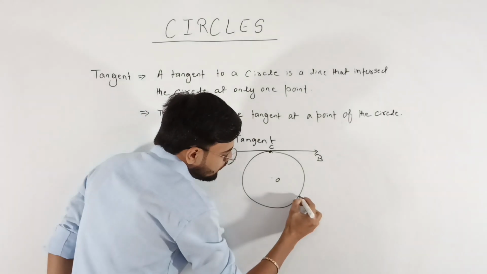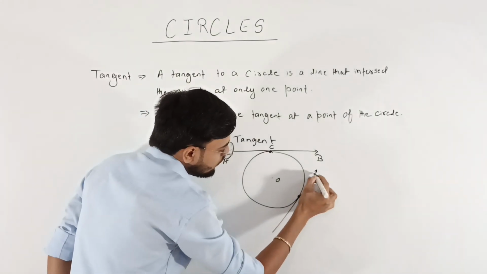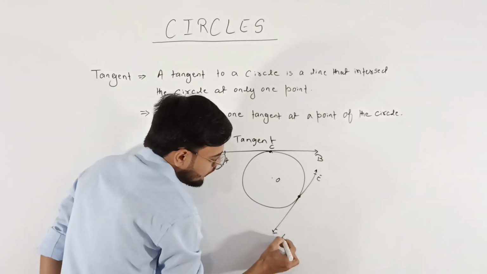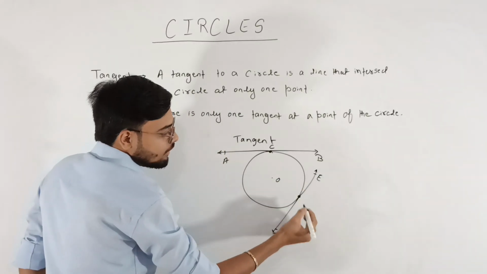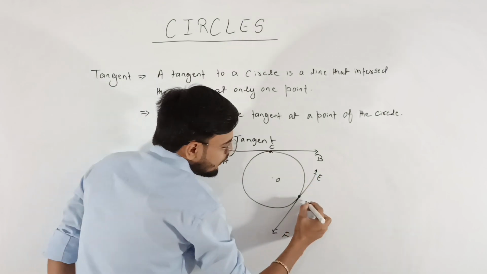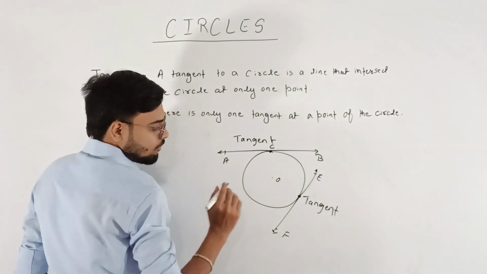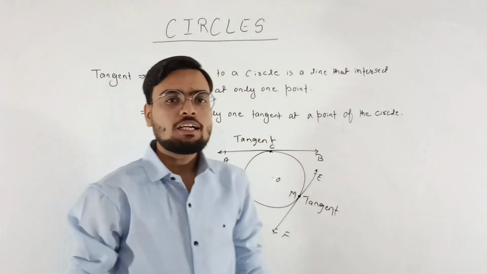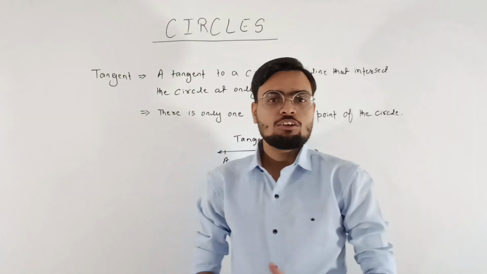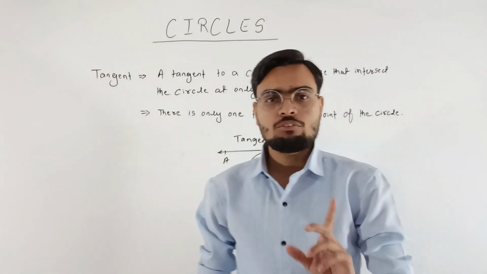See, we take one more example. Suppose this is my line EF. Now see, this line EF intersects this circle at again this point. Then this line EF is also a tangent for this circle with center O, and we name this point as M. So tangent is what? Tangent is a line which intersects the circle at only one point or touches the circle at only one point.